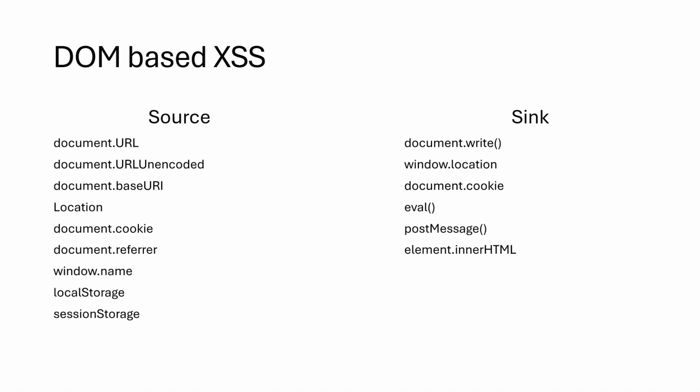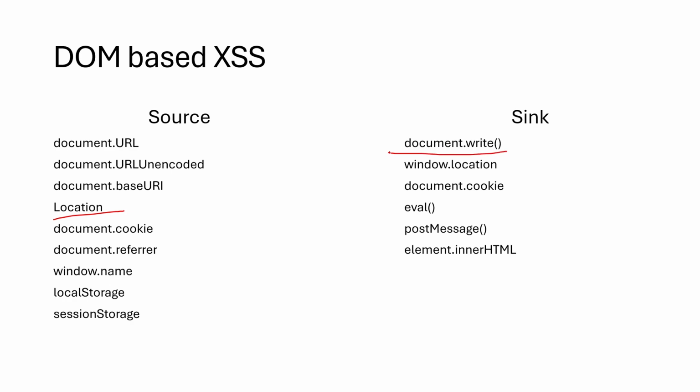Here are some examples of sources and sinks in DOM-based XSS. Let's look at some of the common sources. document.URL. The document.URL returns the full URL of the current page as a string. We also have location, a property of the window object in JavaScript. It holds the current location and its components: location.href, which is the full URL, location.search, which is the query string, and location.hash, the fragment identifier, anything that comes after the hash.